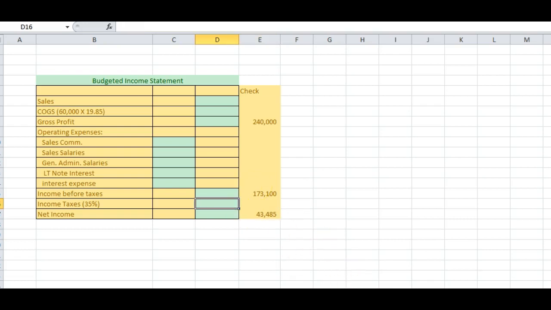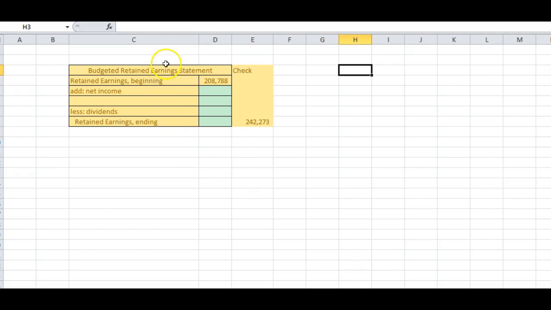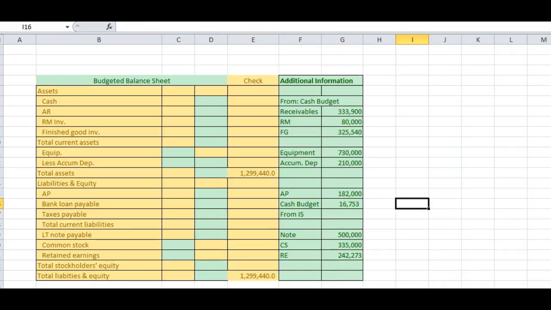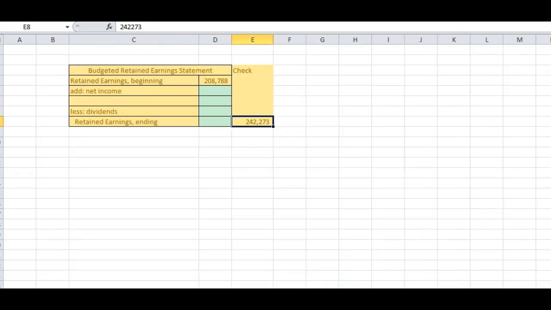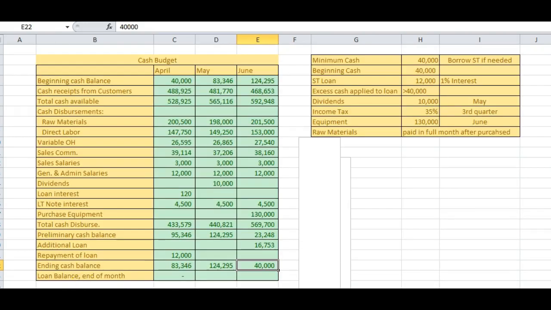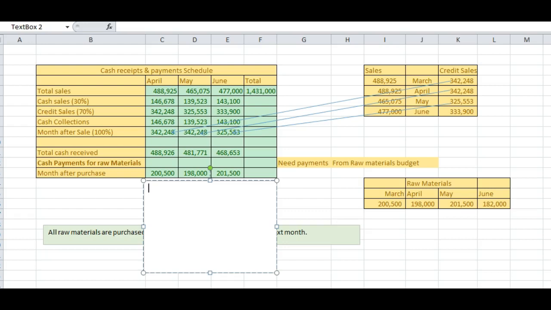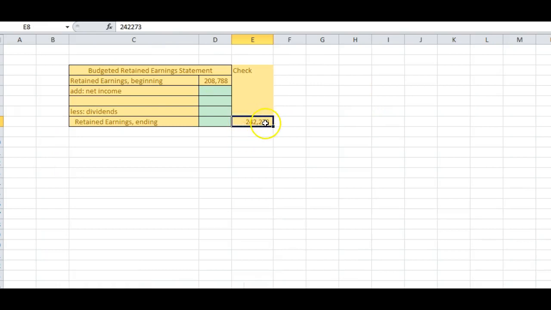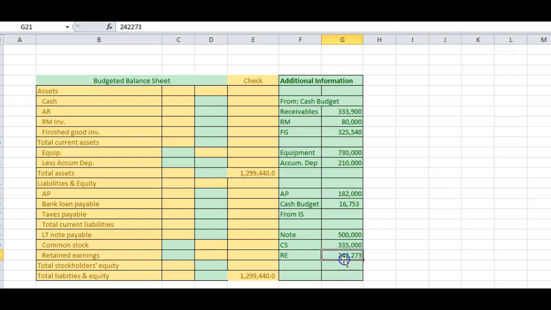Once you get this done, then you're going to do a retained earnings statement. I've given you the beginning retained earnings. I've actually given you the ending. So you should be able to fill this in between, and most of your information is going to be in the cash budget and in the receipts and payment schedule. So now once you get the retained earnings, remember you're going to take this ending retained earnings and it gets plugged, and I do this right now, right into retained earnings right here.